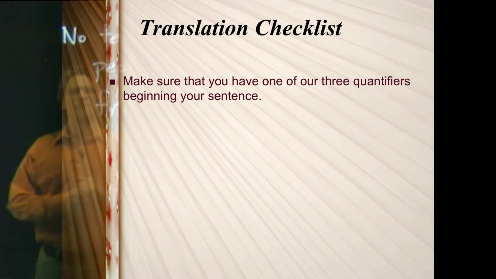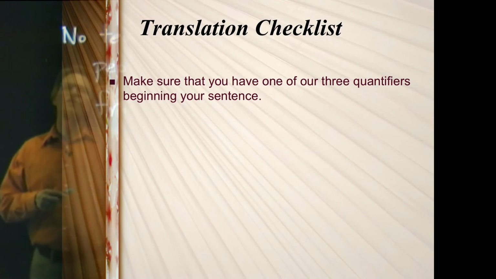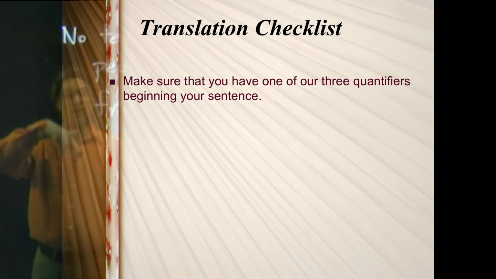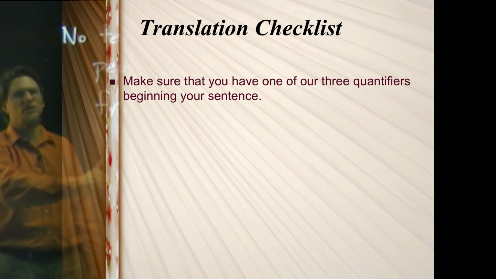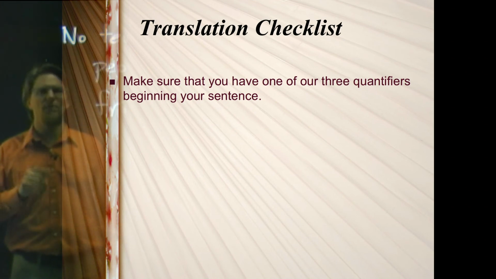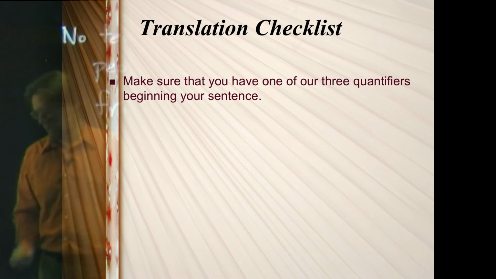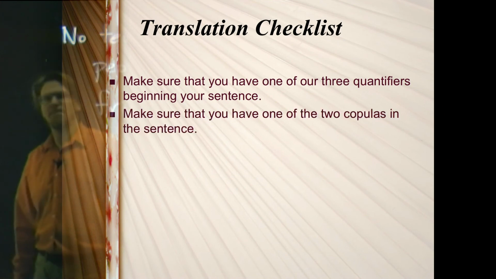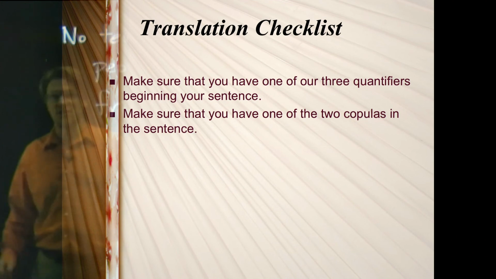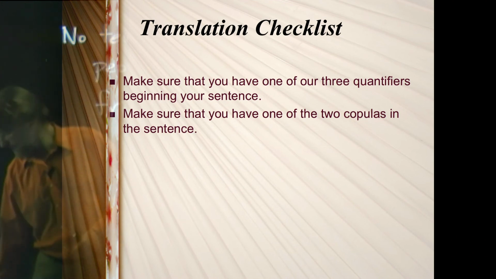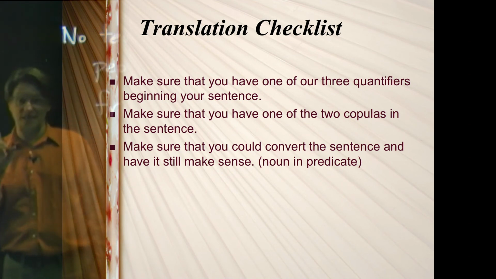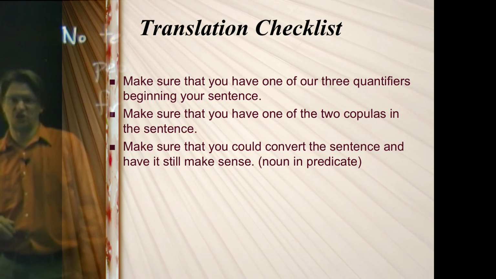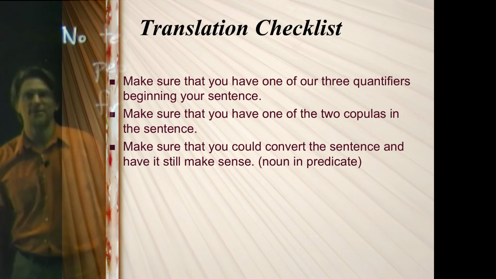So what we want to do here is, this is a checklist to follow after you've done a translation, right? If you do a translation on the exam and then you want to make sure you've done it correctly, before you go on to the next one, definitely follow this checklist. First of all, make sure you have one of our 3 quantifiers beginning of the sentence, okay? Secondly, make sure you have one of the 2 copulas in the sentence. In other words, the word are or not. Make sure you could convert the sentence and have it still make sense. That is, could you still switch it and have it still make sense? That will ensure that you have a noun in your predicate.